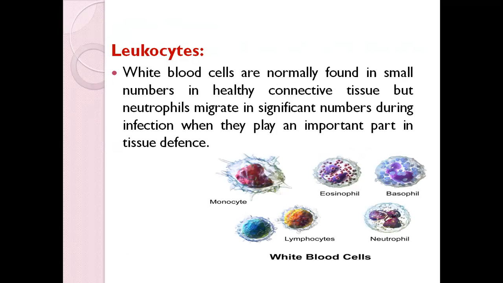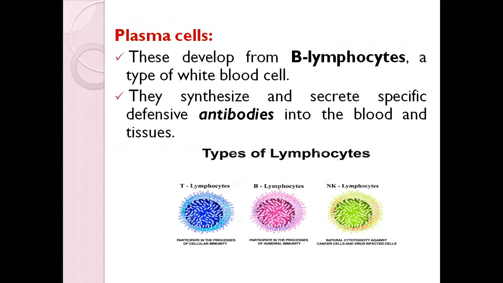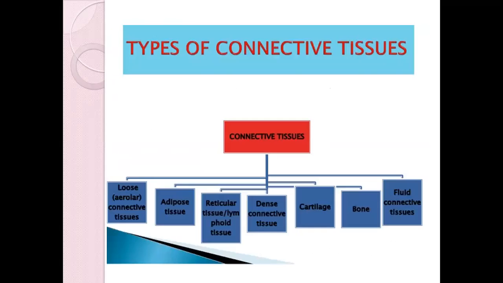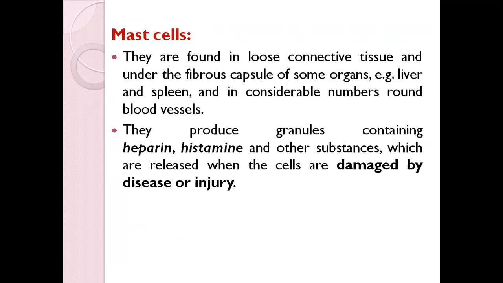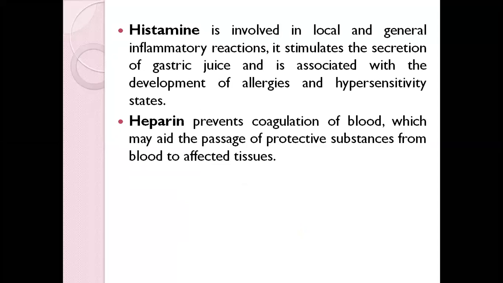Then we have the leukocytes, also called the white blood cells. These also help in the body defense mechanism. Then we have the plasma cells, which are derived from the B lymphocytes, and they help in the production of antibodies. Then we have the mast cells, which produce two types of substances, heparin and histamine. Histamine is the one which really helps during the inflammatory process.